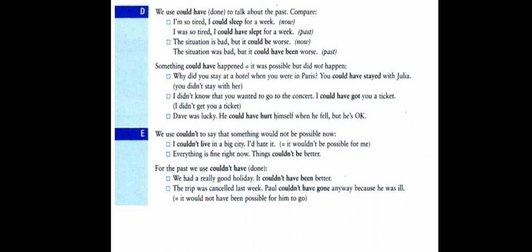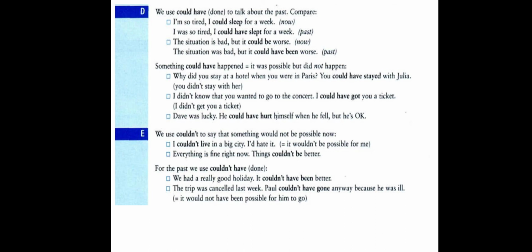We speak about a possibility that is negative now, negative possibility now. So we use could plus not plus the base form. Everything is fine right now. Things couldn't be better. We speak about a situation now, a negative possibility now. So we use couldn't, could plus not plus the base form. So it becomes things couldn't be better.